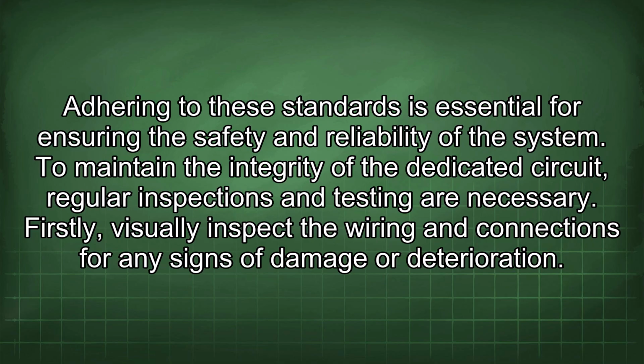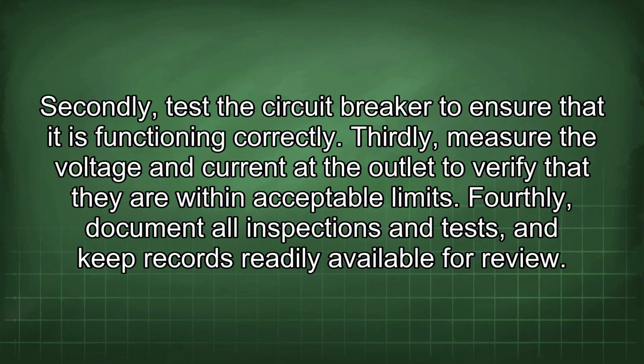To maintain the integrity of the dedicated circuit, regular inspections and testing are necessary. Firstly, visually inspect the wiring and connections for any signs of damage or deterioration. Secondly, test the circuit breaker to ensure that it is functioning correctly. Thirdly, measure the voltage and current at the outlet to verify that they are within acceptable limits. Fourthly, document all inspections and tests, and keep records readily available for review.